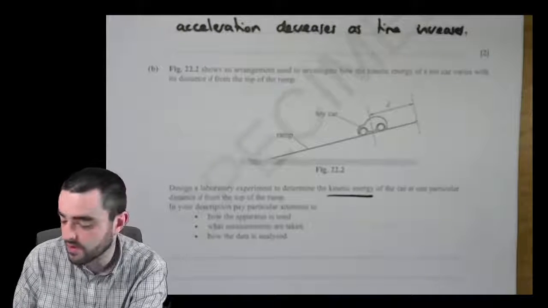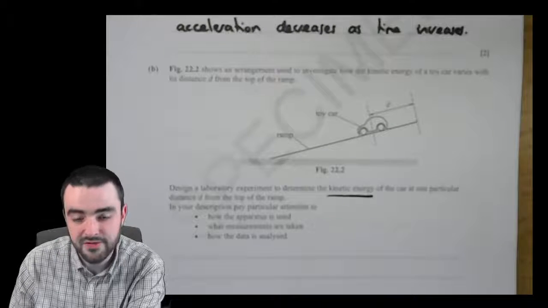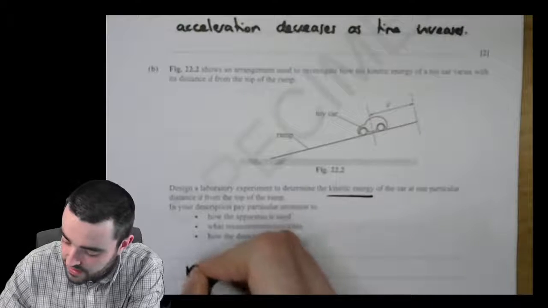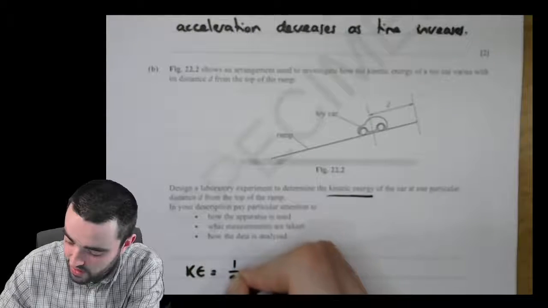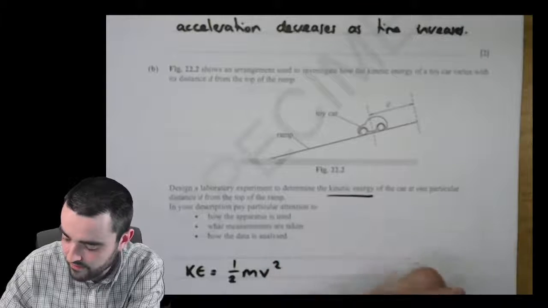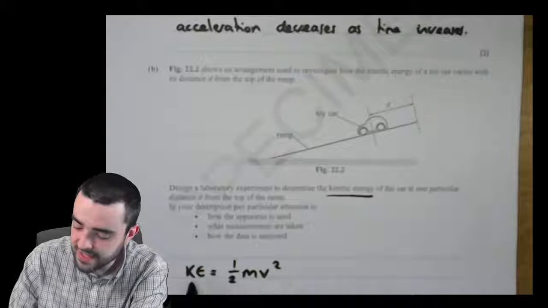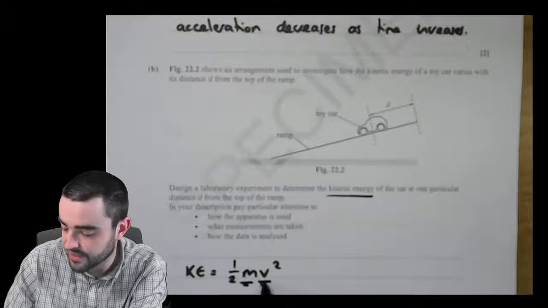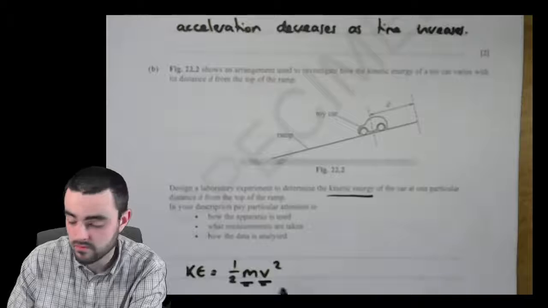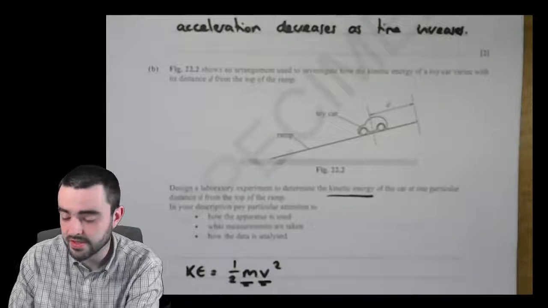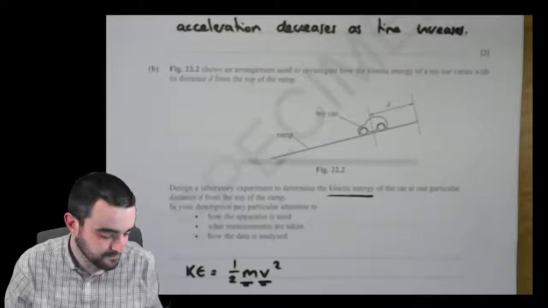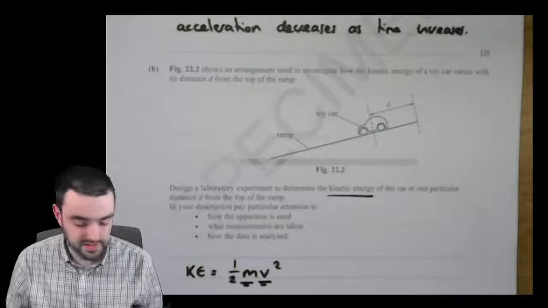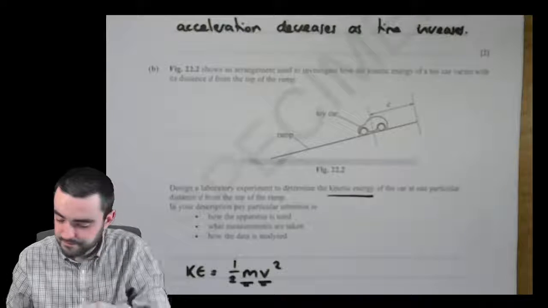The first thing that I would think about is what's the equation for kinetic energy? It'll give me all the hints I need later on. So, KE is equal to a half mv squared. So to be able to calculate KE, I need to be able to measure my mass, I need to be able to measure my velocity, and then I need to do a calculation to get my kinetic energy. Each of these things needs to be thought through.